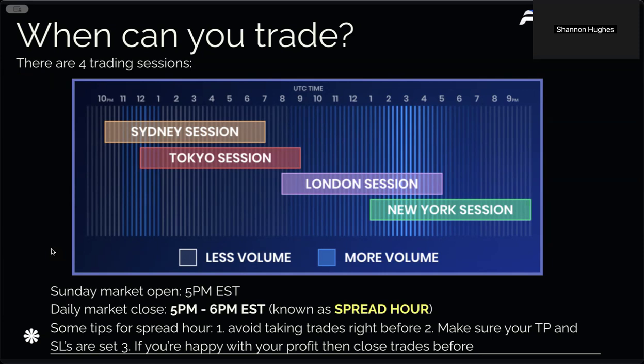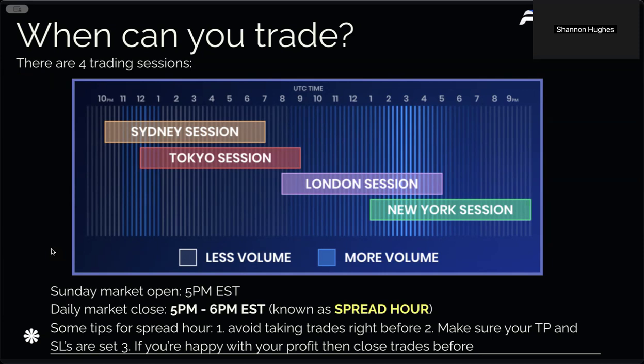So if the market closes at 5 p.m. my time, if it gets to 4:30, even if I see what I think is an A-star setup, I'm not going to take the trade until the market opens again. So that's why it's important to be aware of this hour. So avoid taking trades right before.